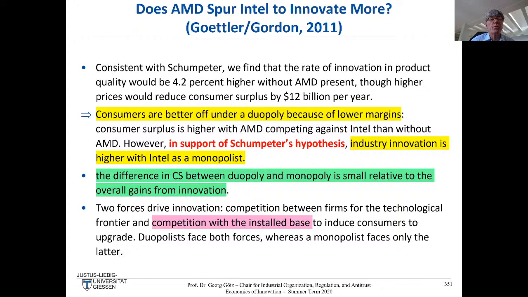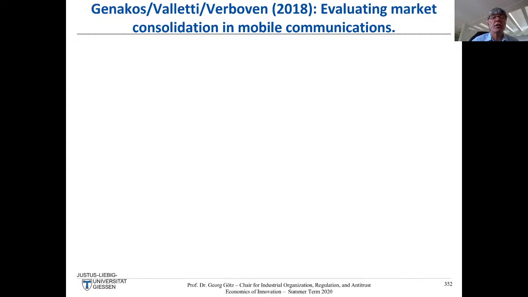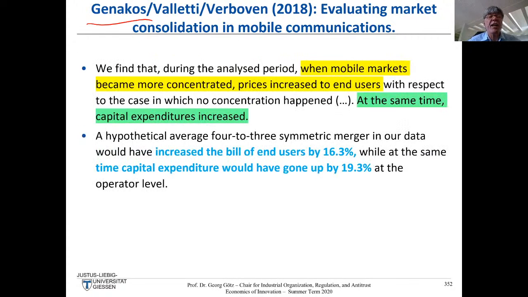I then have further nice references, I think, like the one which shows that AMD might be good to spur Intel, but actually it would have been better in terms of investments if Intel had stayed a monopoly. There's a nice paper by Genakos, Valletti, and Frank Verboven, who evaluate market consolidation in mobile communications.